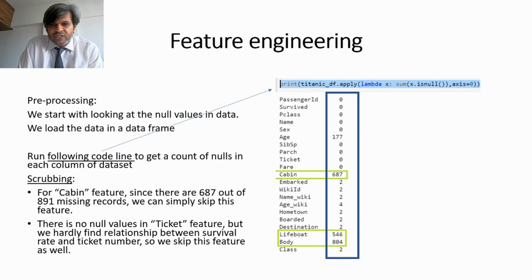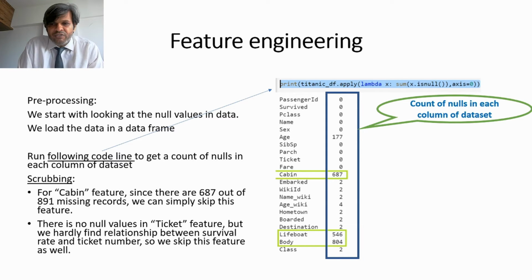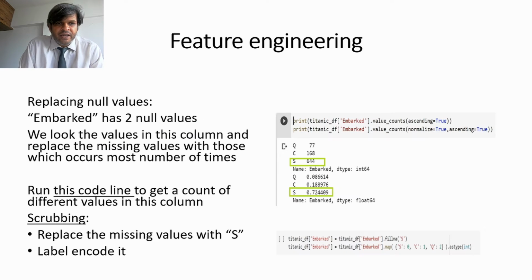So these are the counts of null values in each column of the dataset. This is what this table is indicating. Now let's move ahead and look at the feature embarked. Embarked has two null values in it; the rest all carry some value. We need to replace those null values with some relevant values which we can derive. We look at the values in this column and replace the missing value with the value which occurs the most number of times.